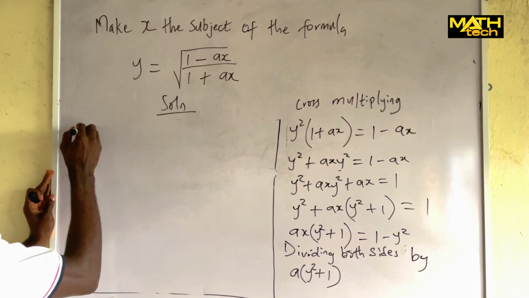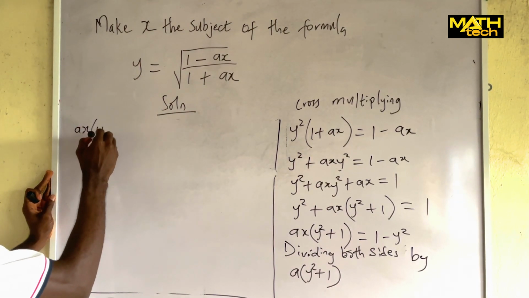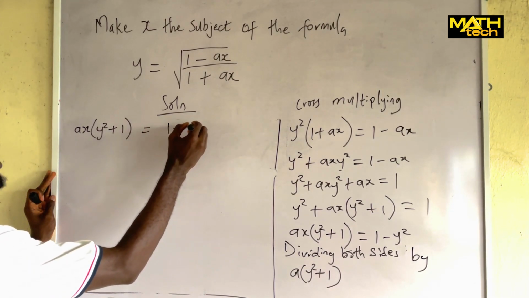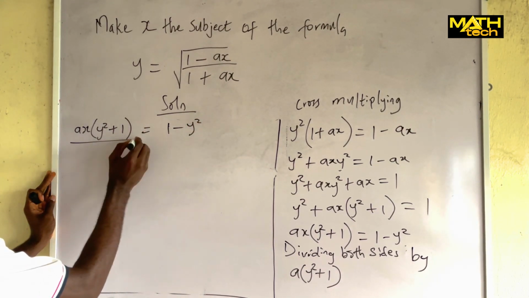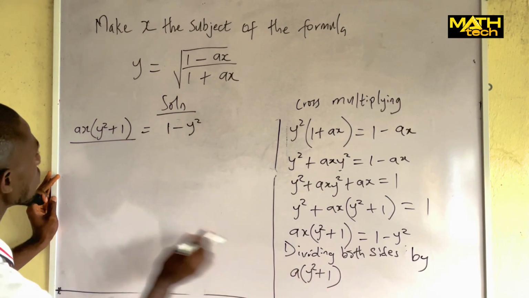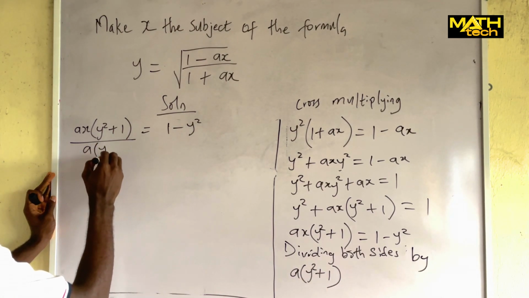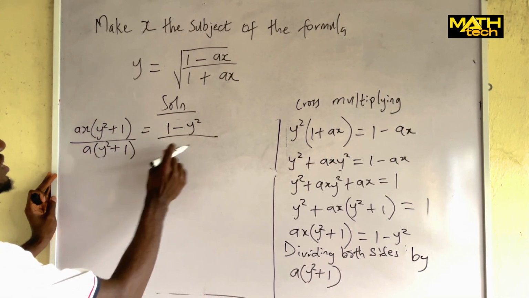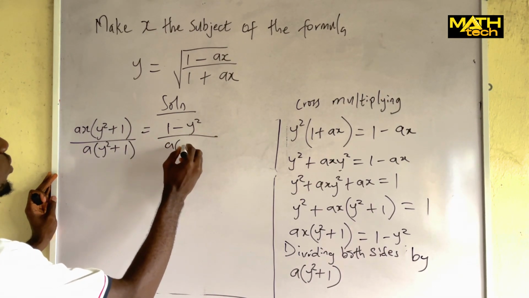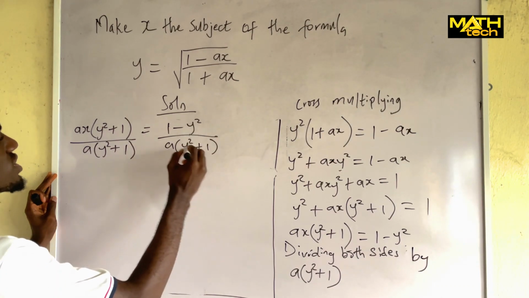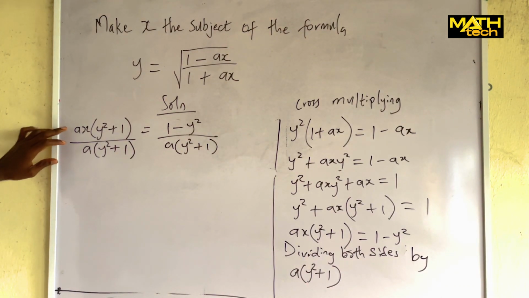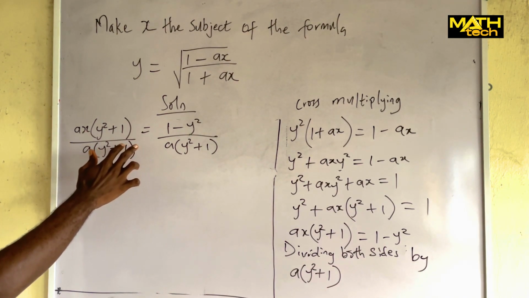So here we have ax into y squared plus 1 equal to 1 minus y squared. And here, dividing both sides by a into y squared plus 1, we have a into y squared plus 1, and a into y squared plus 1. Now, it is very easy to divide this numerator by the denominator, because all these are being multiplied.